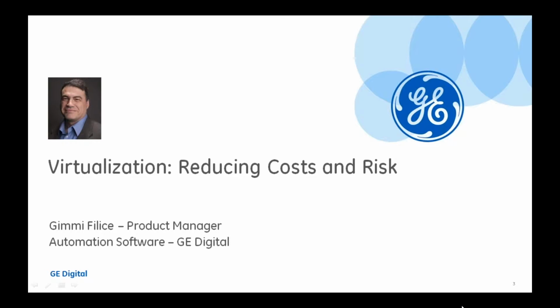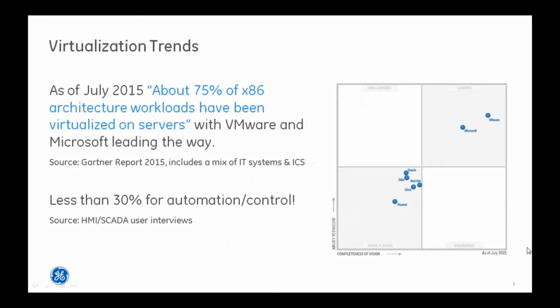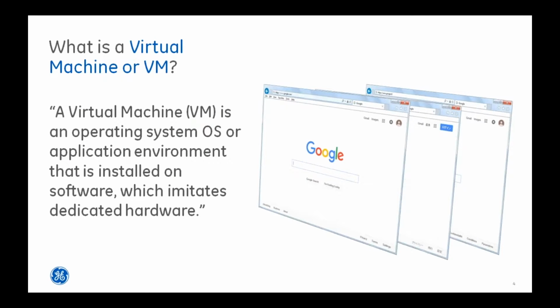So as Dave mentioned, today we're going to discuss how utilizing virtualization can help you reduce your cost of ownership and risk associated to HMI SCADA systems. So we can start by looking at essentially the definition of what a virtual machine is. If you Google virtual machine, you're going to get something that sounds like this, where a virtual machine is an operating system or application environment that is installed on software, which imitates dedicated hardware. So ultimately what this really means is you can actually have multiple operating systems running on the same hardware utilizing software technology that's essentially going to allow them to run independently and share that hardware.